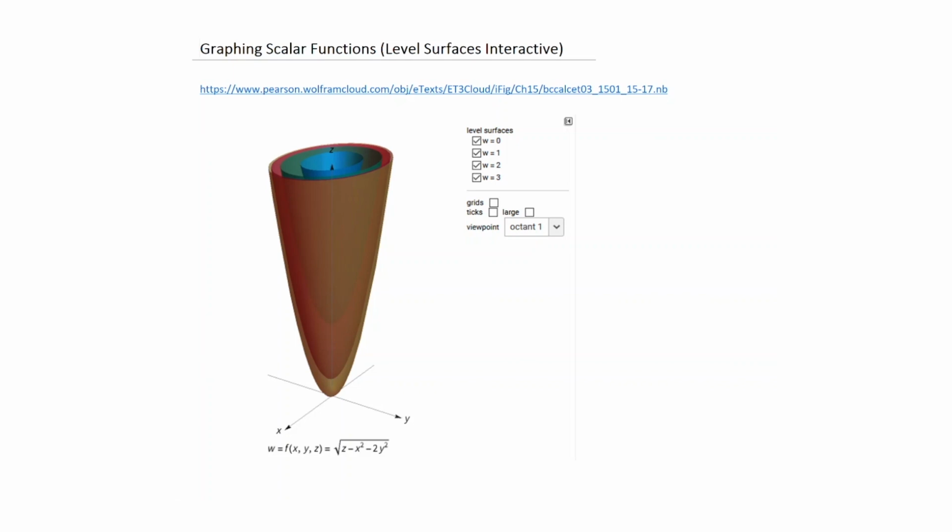If you want an interactive version of this, you can obtain it by just clicking on the link here.